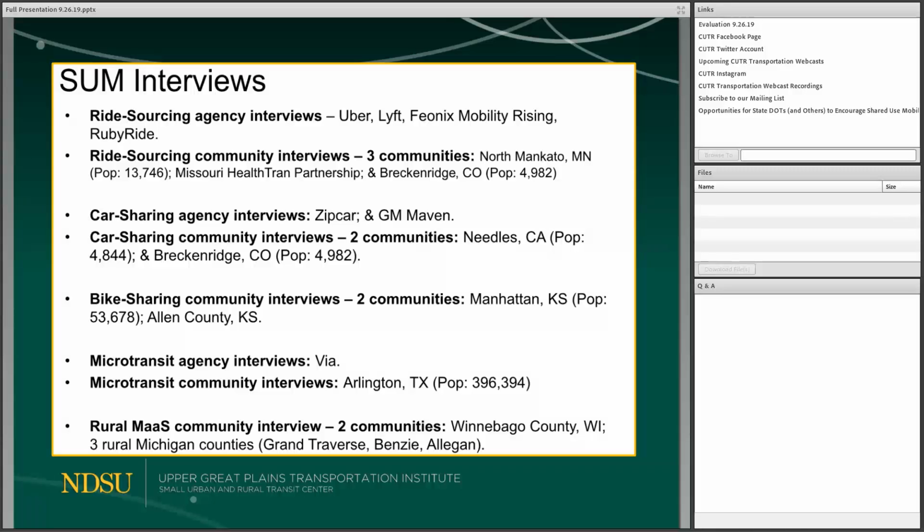As for the rural mobility as a service framework, we interviewed two communities that were implementing innovative ways to bring rural mobility as a service into their communities.